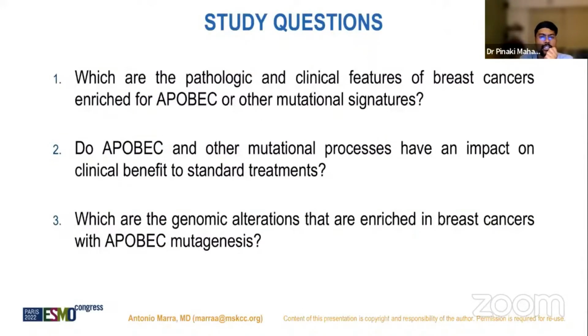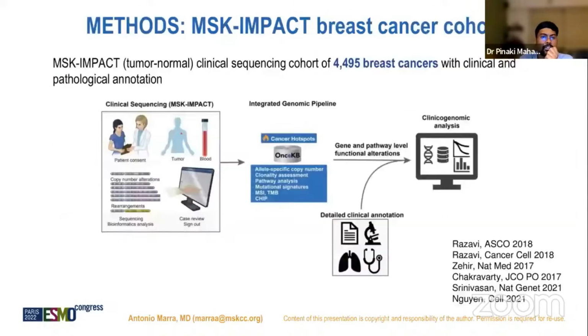So the study questions here were: what are the pathologic and clinical features of breast cancers which are enriched for this APOBEC and other mutational signatures? Does it have an impact on clinical benefit? And what are the genomic alterations which are enriched? To answer these questions, we went back to the MSK-IMPACT breast cancer cohort. This is a clinical sequencing cohort of 4,495 breast cancers with clinical and pathological data available. This was analyzed for clinicogenomic analysis, and from that we could derive the different mutagenic signatures.